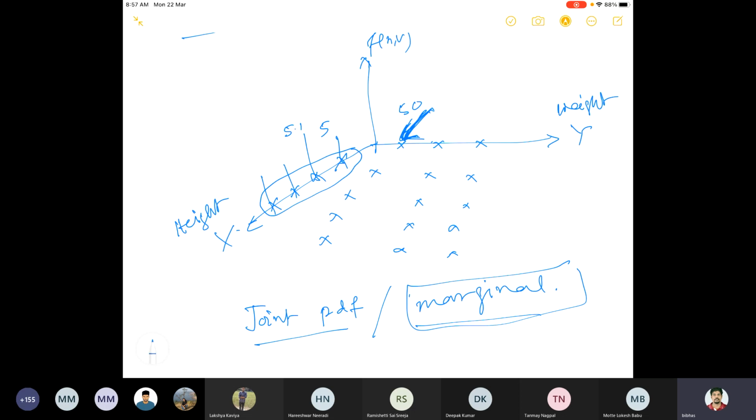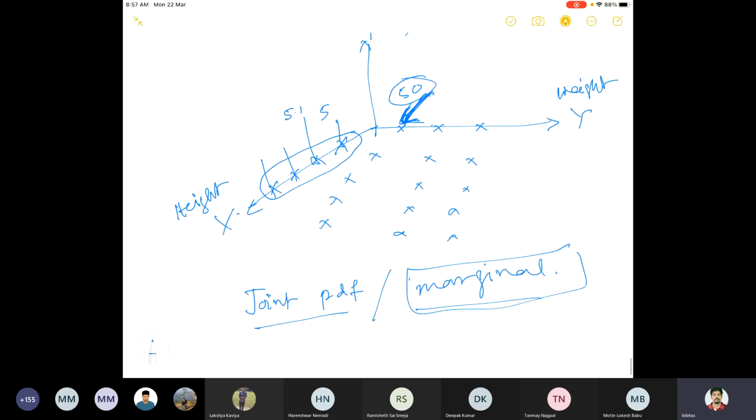My third question is what is called the conditional distribution. Suppose somehow I know that the weight is fixed. Weight is 50 kg. Then how are the heights distributed? What are the probabilities then? If I fix the weight to be equal to 50, then what is the probability that somebody will have height 5.1? This is a different question, and this notion is known as conditional distribution.